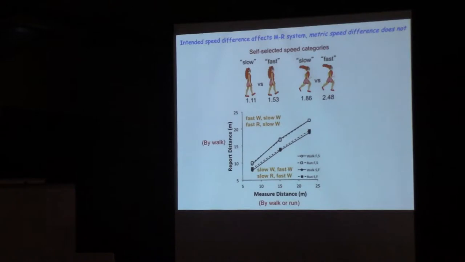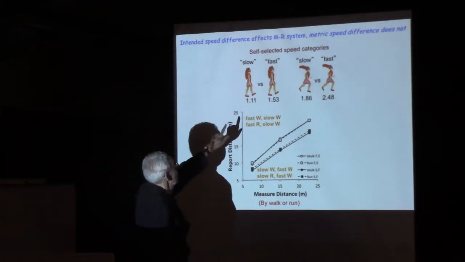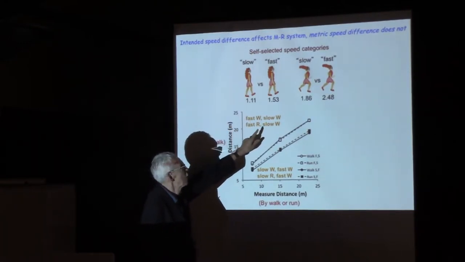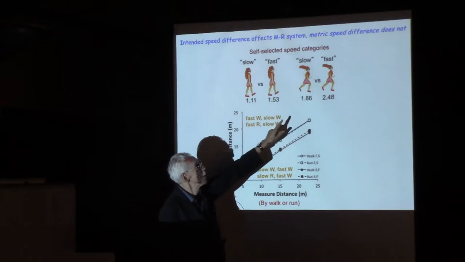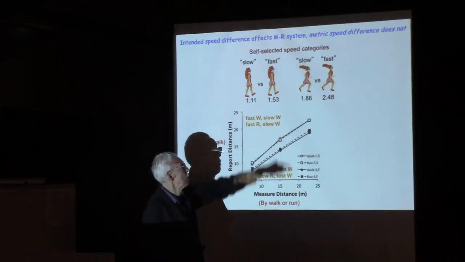And this is what the outcome looks like. They're doing measure of distance one more time. They're measuring this way. So this is a meter. This person has been given a charge of walking at this speed. This person walking at this speed. These two people have the requirement of running at these speeds, slow and fast.